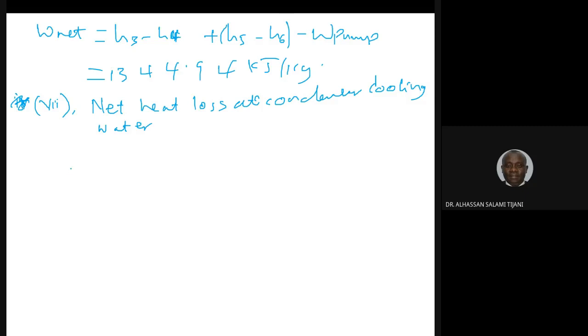This is very important, so let me draw the condenser for you to see. In the condenser, we have the fluid coming from the turbine. So this is the hot fluid. Let me use a different color over here, assuming this is the condenser.